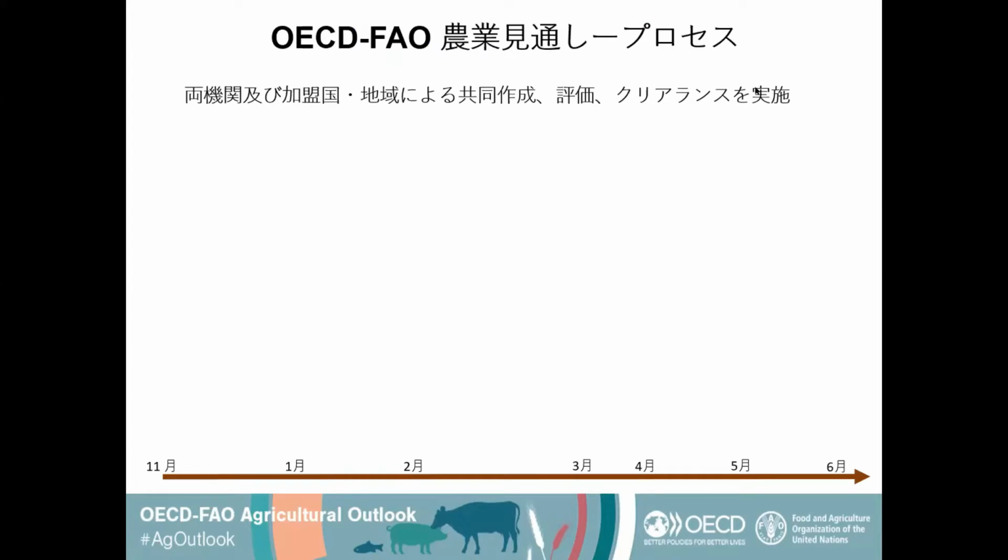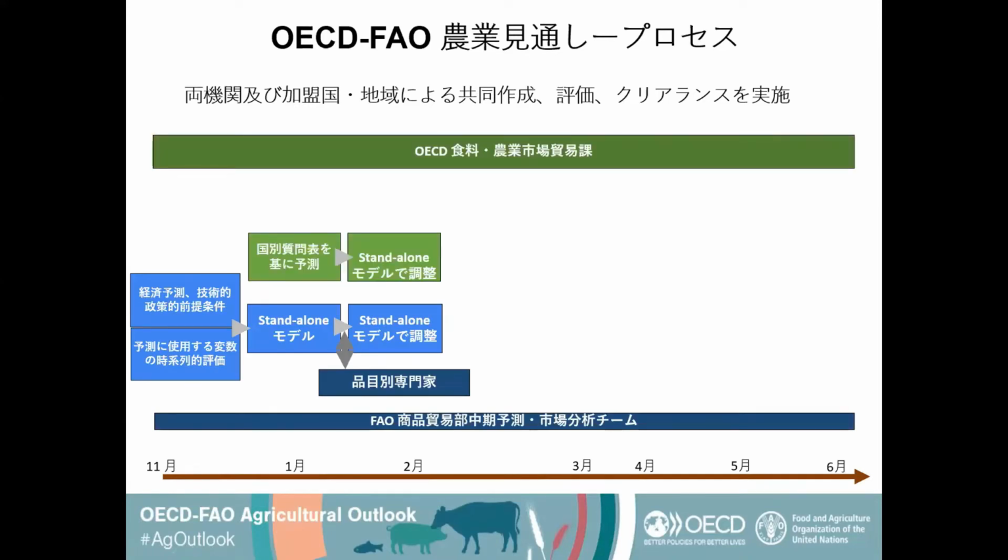So the OECD and FAO provide this outlook jointly, and we produce it together. To highlight a couple of the differences and also the process in general, I prepared a little scheme here. Let's see if we can go through this together quickly. So first, click, please. Okay, thank you.